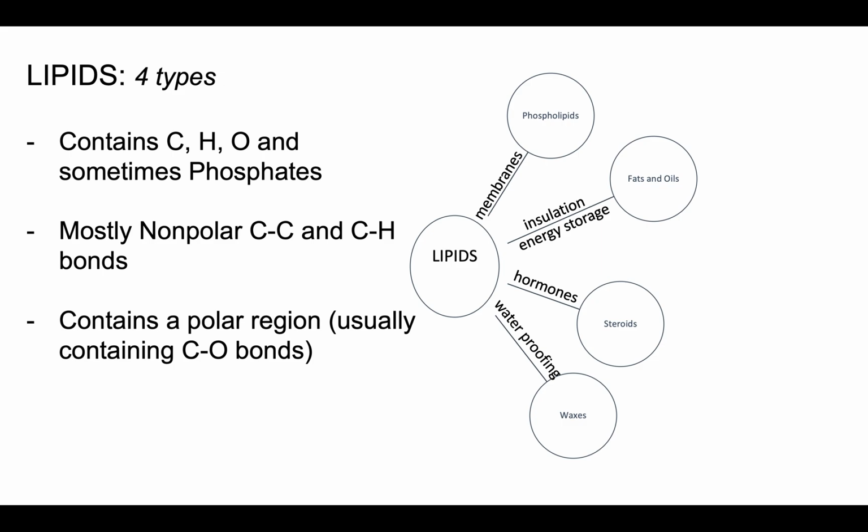These molecules are mostly nonpolar, made of carbon-carbon and carbon-hydrogen bonds. They typically have a polar region, which usually contains carbon and oxygen bonds. Lipids can be found in cell membranes and organelle membranes. They're used for insulation and energy storage. They can be hormones, and they can also be used for waterproofing.